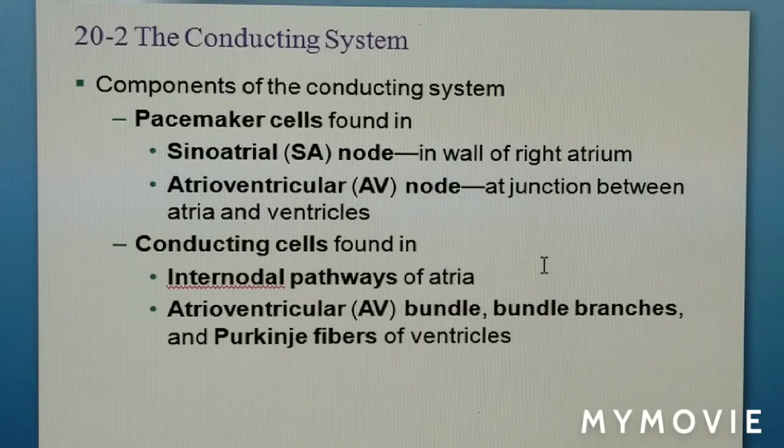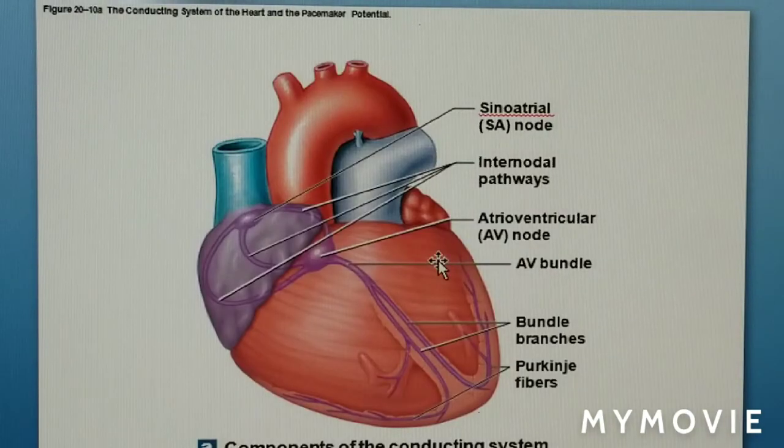Components of the conducting system, and let me go here and just show you what we're going to be talking about. We have the SA node, the sinoatrial node here, the AV node, the AV bundle or the bundle of His, the bundle branches, and then the Purkinje fibers. This is the flow of the electrical conducting system of the heart.